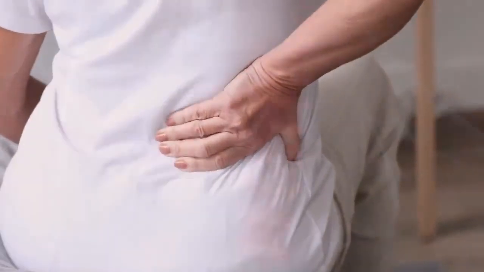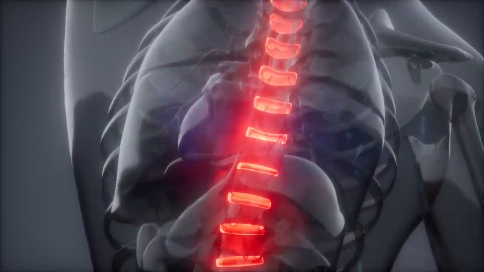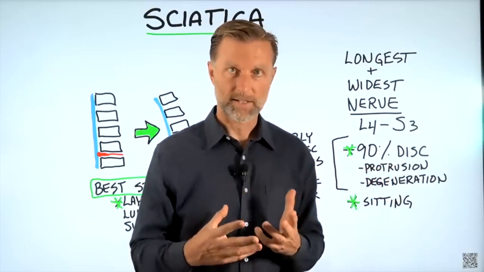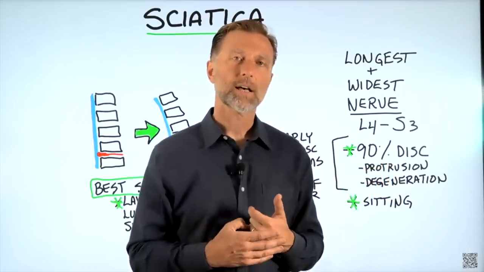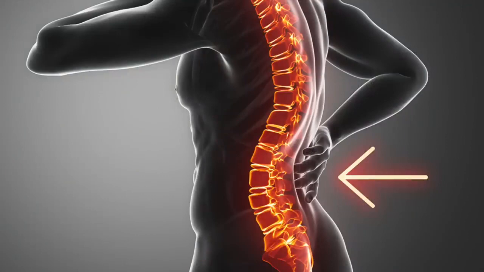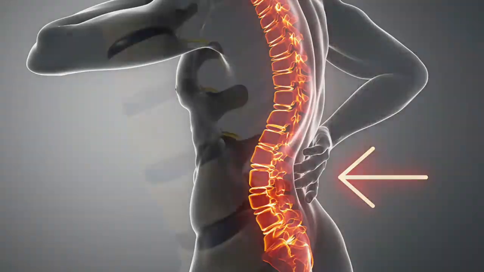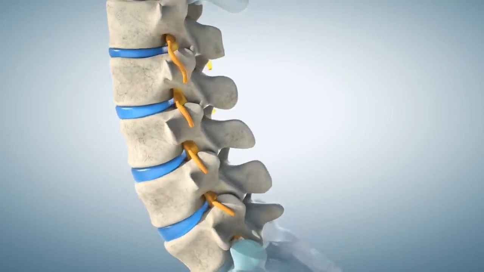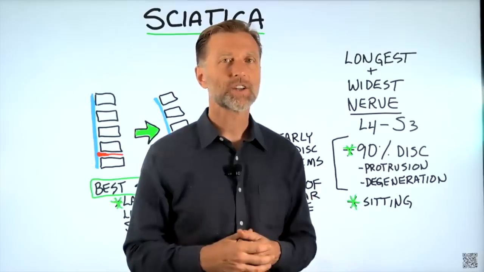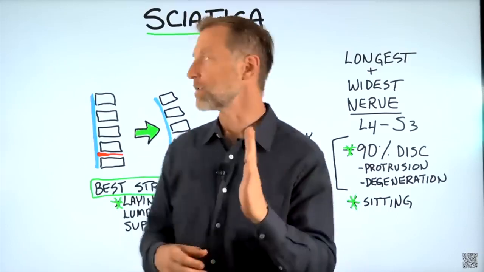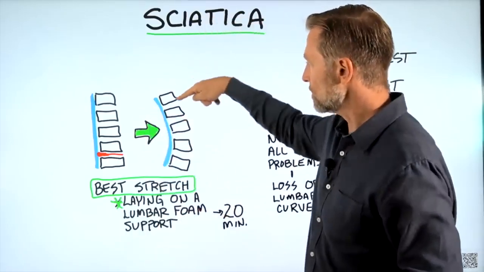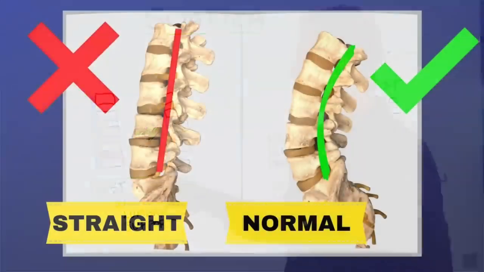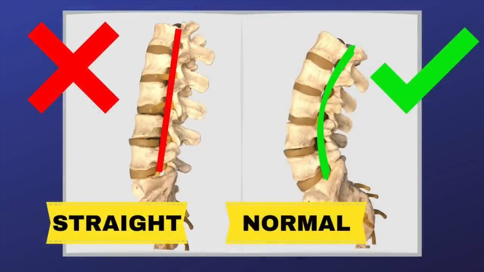Now, the interesting thing about disc problems is that when you look on an X-ray or an MRI and you see a problem with the disc, it nearly always comes with a loss of the lumbar curve. It's called the loss of lordosis, where you have this natural curve in your lower back. So if you have sciatic pain, chances are you lost the normal curve in your lower back. So normally it should look like this, and you look like this. When you lose the curve of your lower back, you decrease the space in the spinal column.